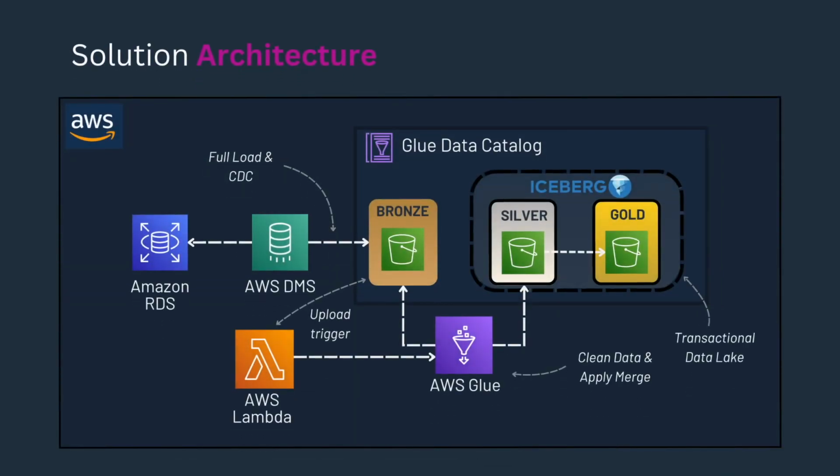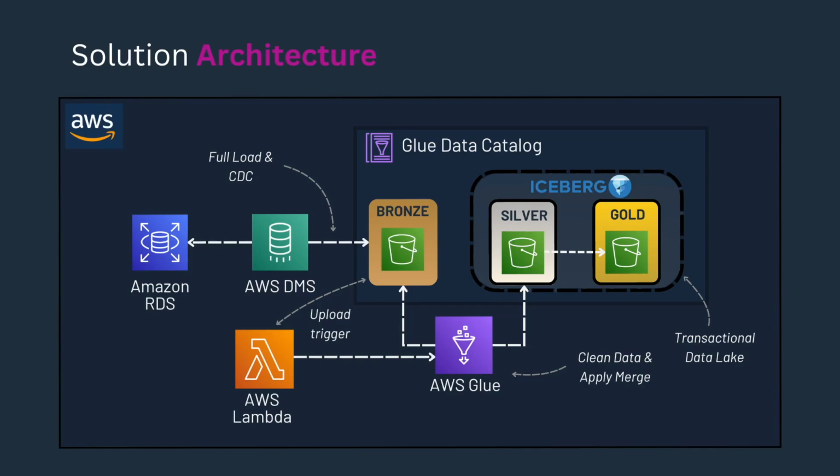All right, so let's look into our solution architecture. Going from the left to the right, we have Amazon RDS as our root database, where we store our relational data. In this case, we're going to use some Airbnb data, which I will show you later in the demo. And then we have AWS DMS that is responsible for moving the change data capture information from our source database into our data lake in AWS S3.